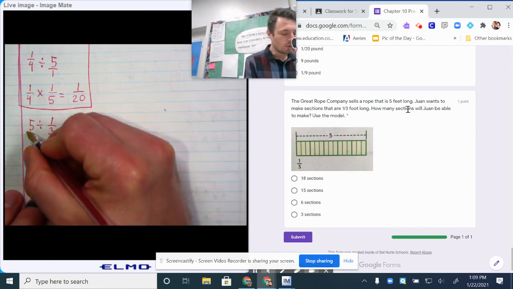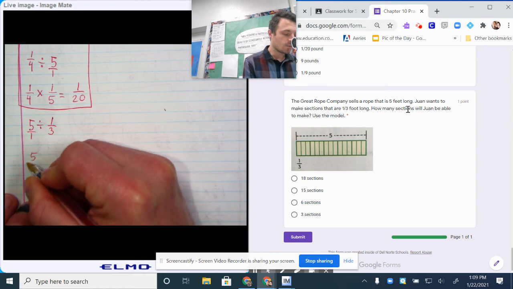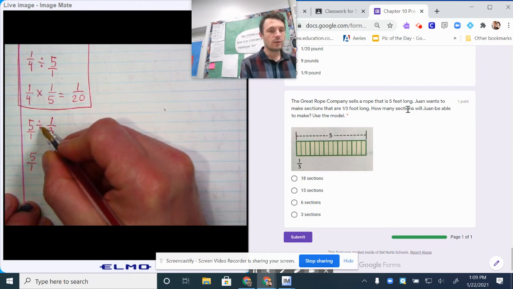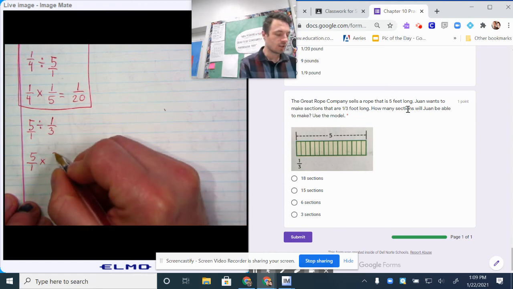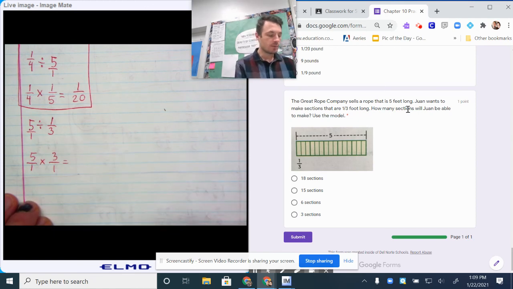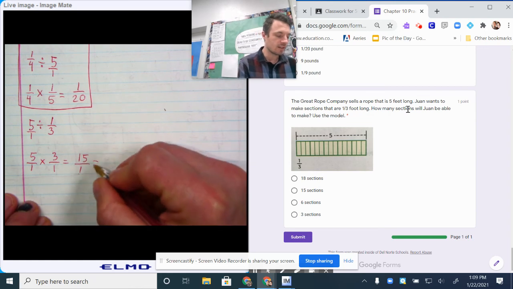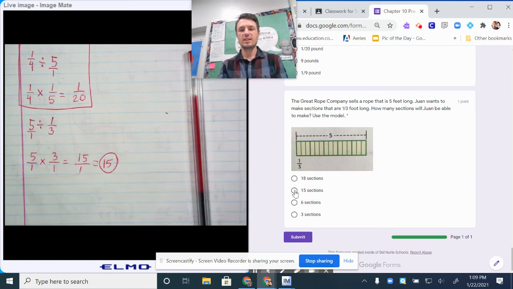First thing we do is give the whole number a denominator of 1, and then we rewrite it because the first fraction stays the same. Then the division is reversed into multiplication, and the second fraction is flipped from 1/3 to 3/1. And 3 times 5 is 15. 1 times 1 is 1. 15/1 is the same thing as 15. So he gets 15 sections.